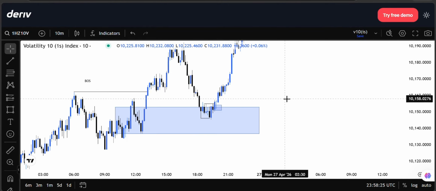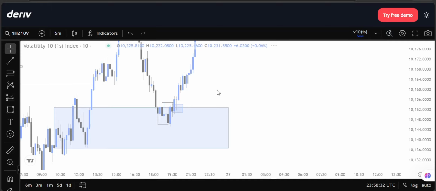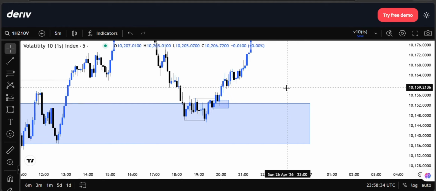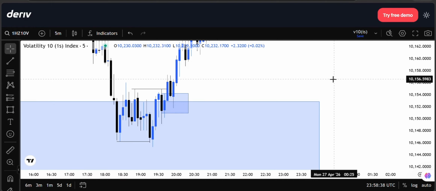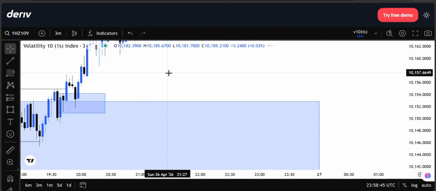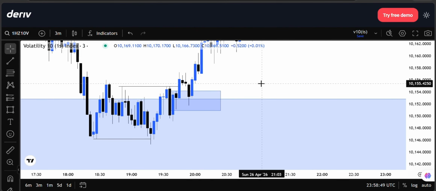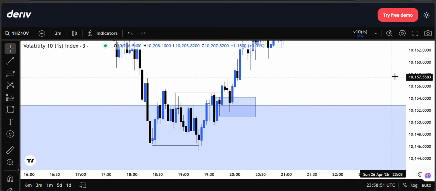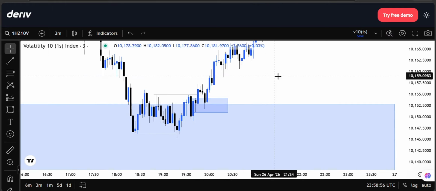Coming down to our 10 minutes time frame, there was nothing clear to give us an entry. So let's go to our 5-minute time frame. Was there anything very clear? There was nothing clear in the 5-minute time frame. So let's go to our 3-minute time frame. Coming down to the 3-minute time frame, we saw something very significant happened here.